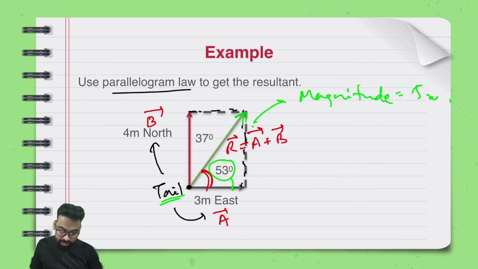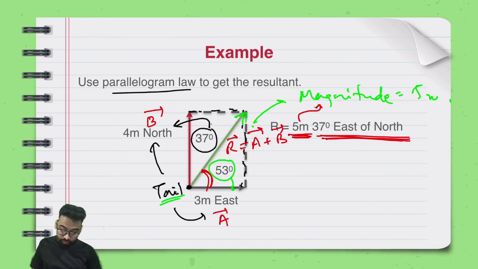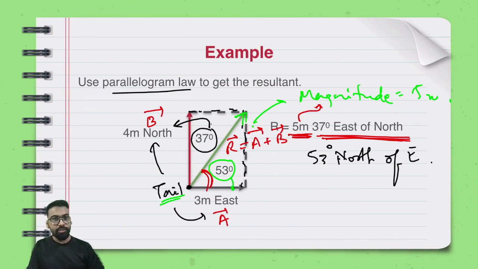You can also say this is 90 minus 53, that is 37 degree with respect to B or with respect to 4 meter north. So I hope that all of this is clear to you. Here's the final answer written down. Resultant vector given to you as 5 meter. This is the magnitude, and either you can say 37 degree east of north, or you can say 53 degree north of east, right? So I hope that this is pretty much understood.